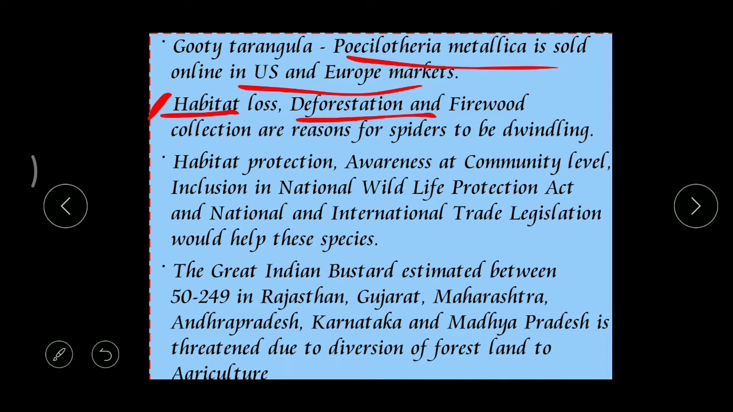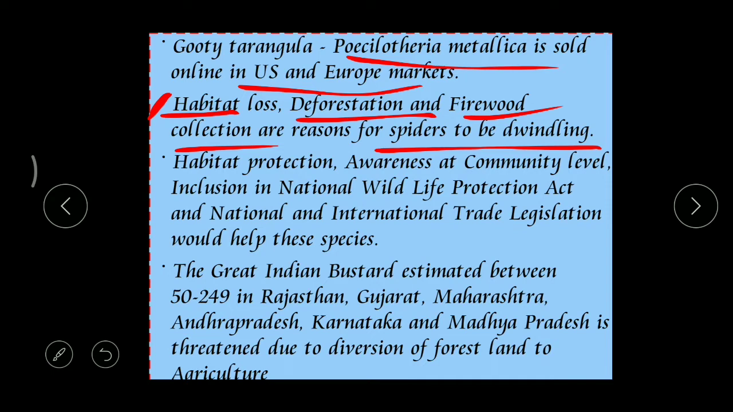That is deforestation. For different reasons, to increase agricultural land and for construction purposes, and for the construction of reservoirs, dams, and all these things, we're cutting down this forest. And firewood collection. Even today we can find that many people are cutting down the forest in order to get firewood. So these are the three reasons for the spiders to be dwindling. What is meant by dwindling? That means reducing in number.